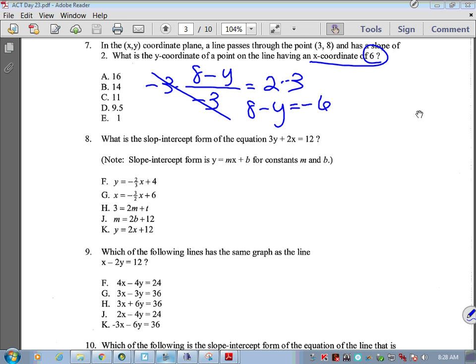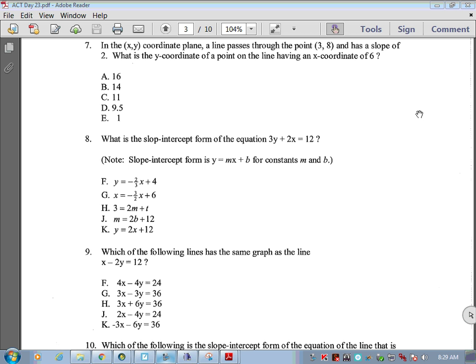Okay, subtract 8 from the other side. I get negative y equals negative 14, which means y must equal positive 14. All right, because I'm going to divide by negative 1. I get y equals 14. Does that help you out a little bit? Okay, just looking at our slope formula.